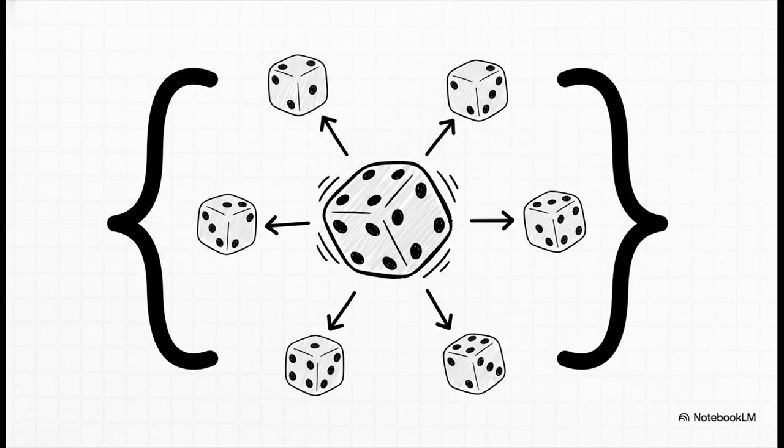Let's make this real. For a standard 6-sided die, the sample space is just the set of numbers 1, 2, 3, 4, 5, and 6. This is our complete map. When you roll that die, you are guaranteed to land on one of these 6 outcomes.